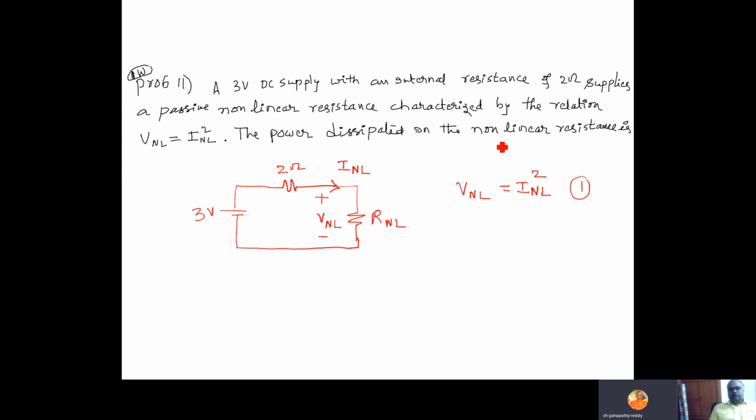Now the power dissipated in the nonlinear resistor is asked. What is the second equation we can form? Start from positive, go to negative. We know this technique. Therefore, VNL is also equal to minus 2 into INL plus 3. This is the second equation.